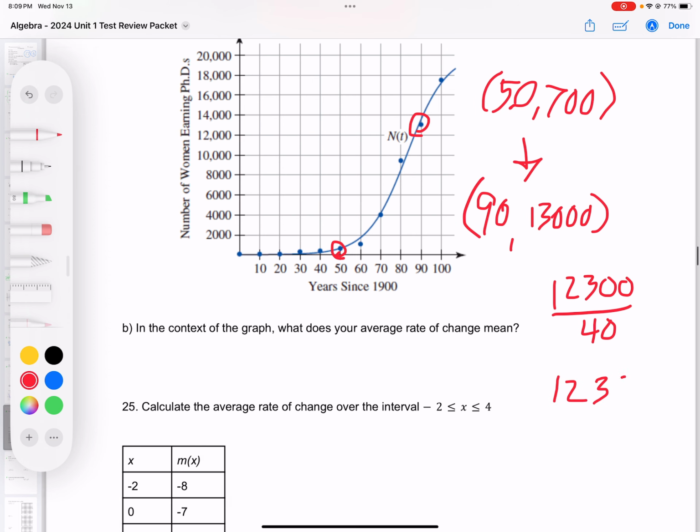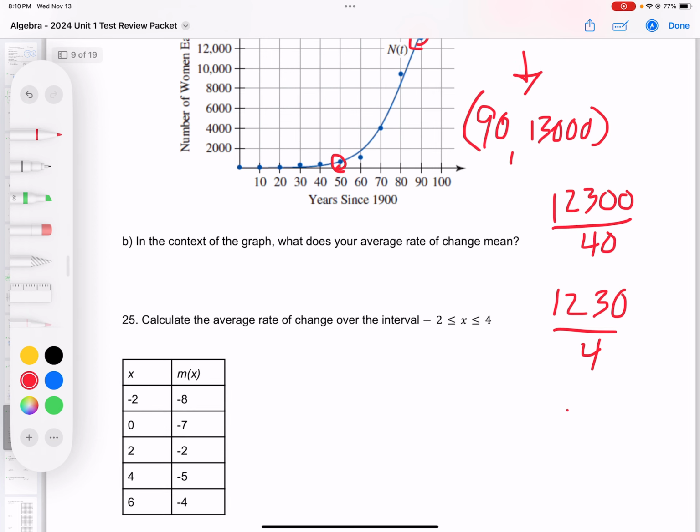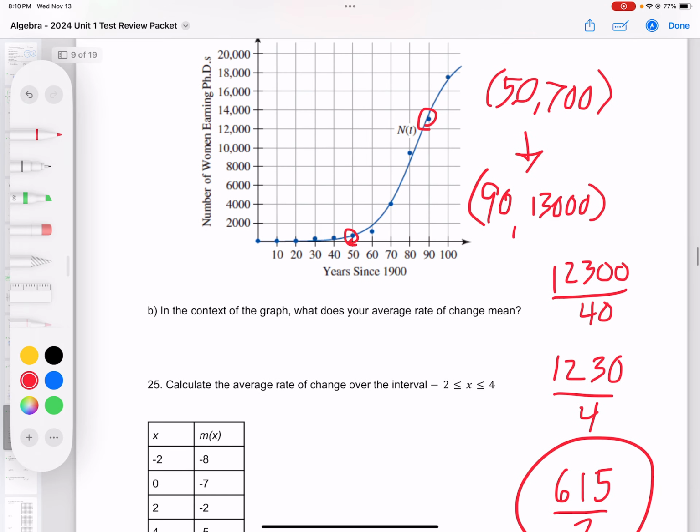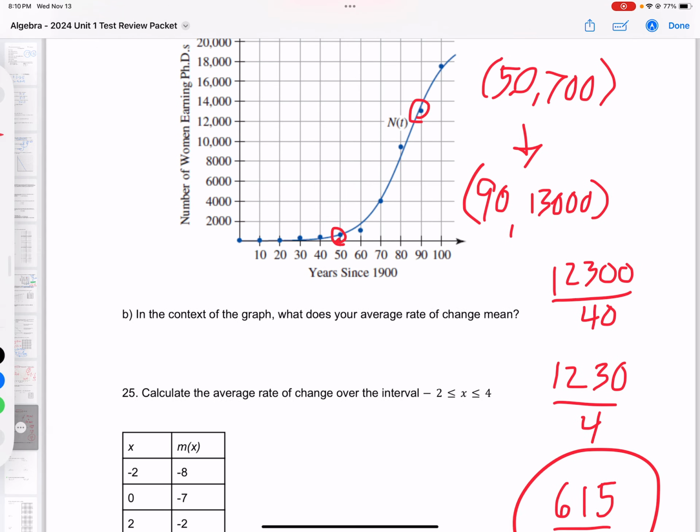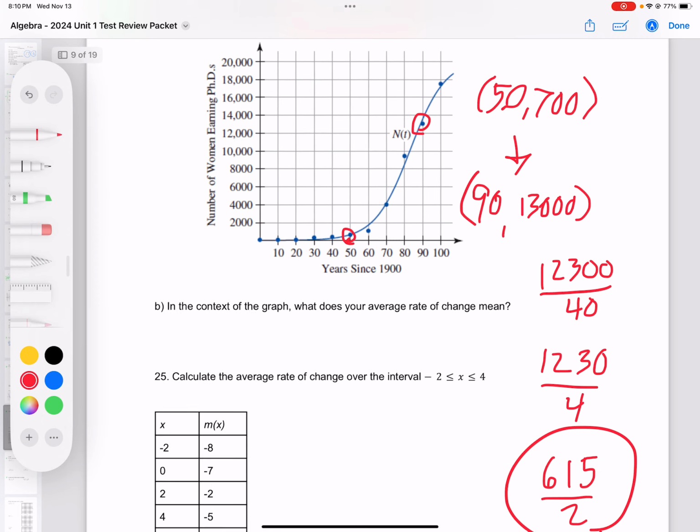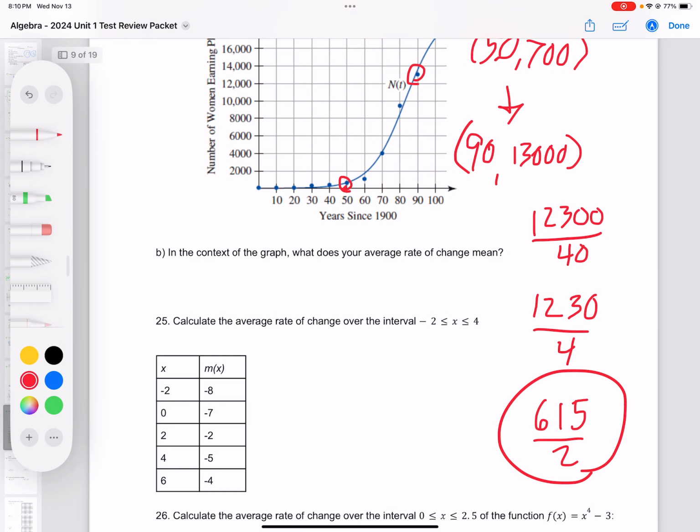1, 2, 3, 0 over 4. That's kind of cool. Maybe I'll leave it like that. Nope, psych. There would be your average rate of change. That is the increase in number of women earning PhDs per 2 years is what that would say.